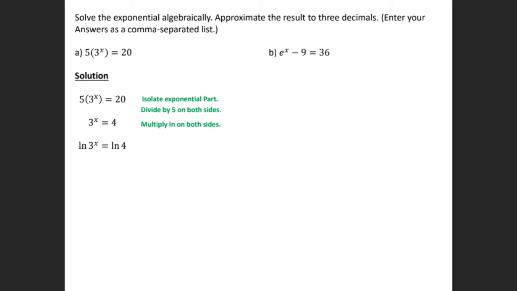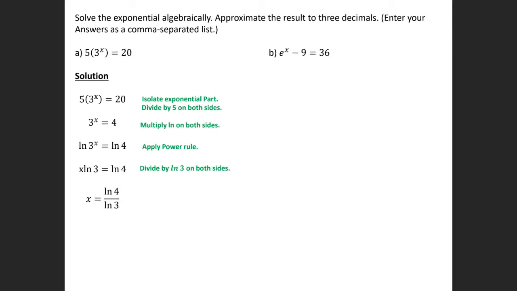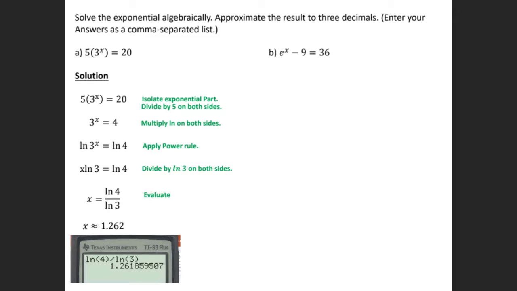Okay. So again, I can use my properties of logs to solve this. If I take the natural log of both sides, I'm applying the power rule on the left side. It's going to be x times the natural log of 3. Divide both sides by the natural log of 3. So x is equal to the natural log of 4 divided by the natural log of 3. Now I can use my calculator, plug it in. When I do that, I get x is equal to 1.262 rounded. Yes?